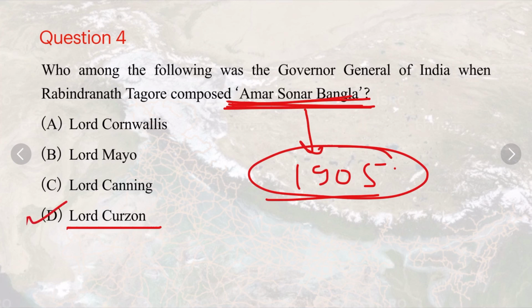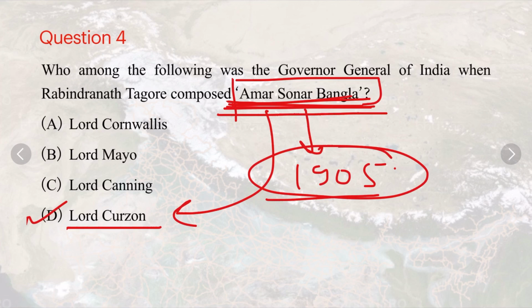So in modern Indian history, questions can be asked in such a manner also. You will be given an event or anything related to modern Indian history, and then you will be asked who was the President of Congress at that time, or who was the Governor General of India at that time. Such questions can be handled if you have read history in a holistic manner. You must associate that Amar Sonar Bangla was written during the Swadeshi movement, and during the Swadeshi movement Lord Curzon was here in India.